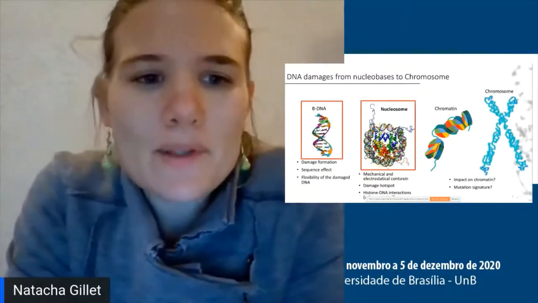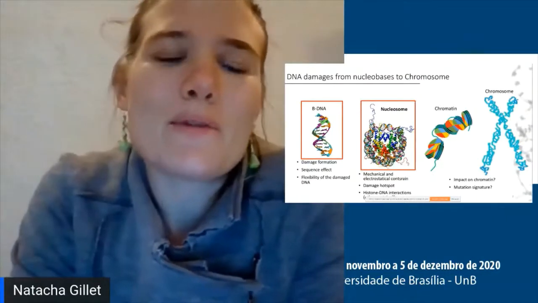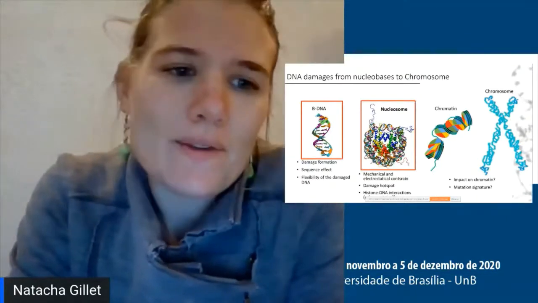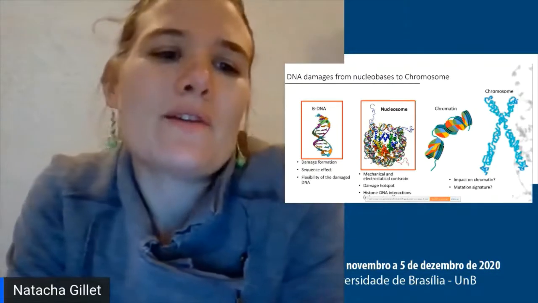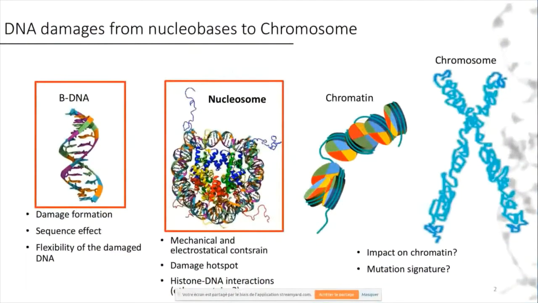We are chemists, so of course we are looking at a molecule, and we work with B-DNA, the double-strand DNA, the classical one which everybody knows, where you have damage formation between nucleobases or involving one or two nucleobases. When you study this double-strand DNA, you can have the sequence effect or the effect of the flexibility of the double-strand DNA. But in our cells, DNA is not really like that.